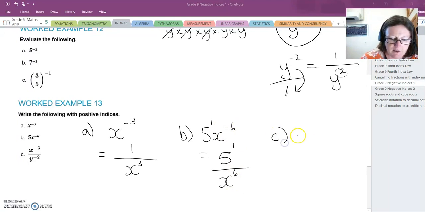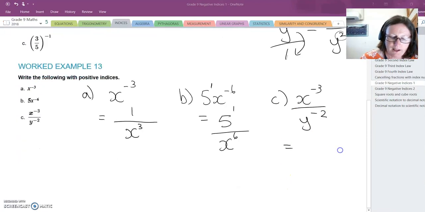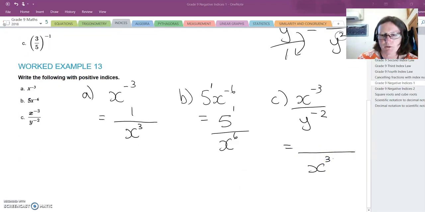Let's look at C. x to the negative 3 over y to the negative 2. Well, look what we do here. The x to the negative 3, I move it to the bottom, to my denominator, and it becomes a positive indice. What do you think you're going to do with the y? If it's on the bottom and it's a negative, we move it up to the top, and it becomes a positive indice.